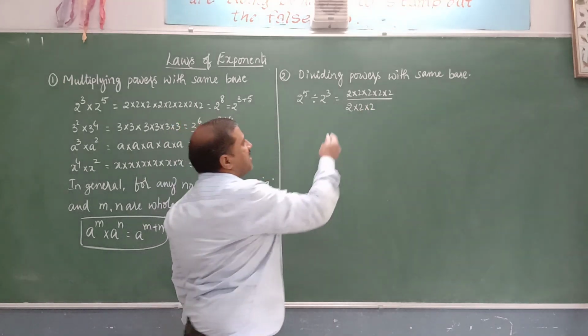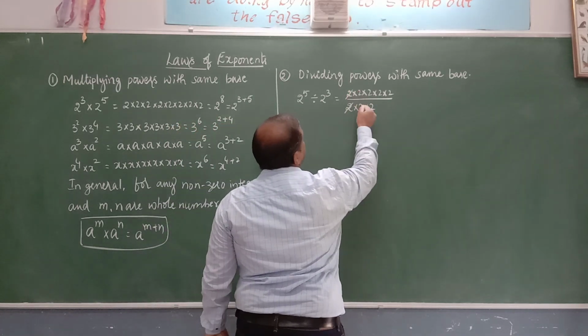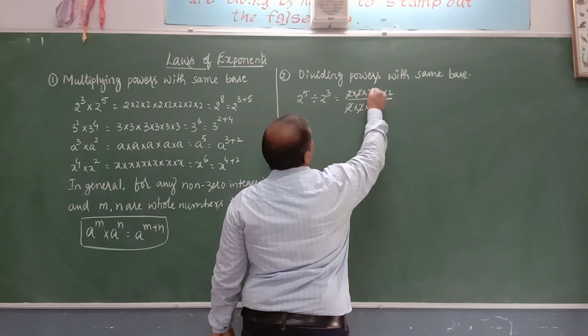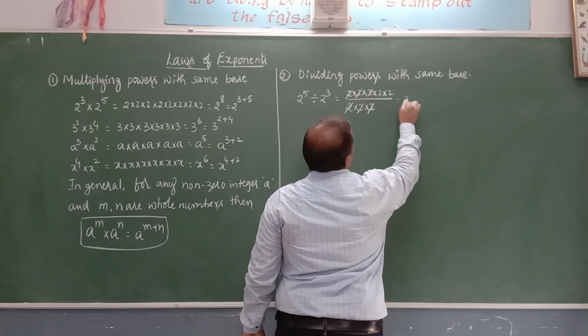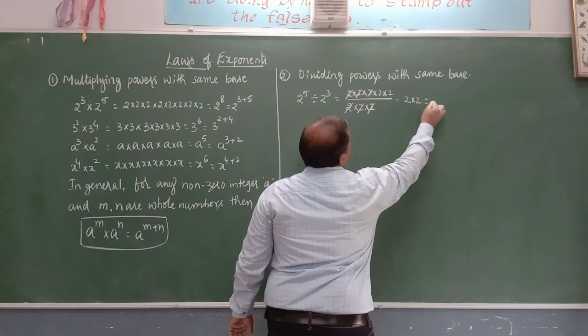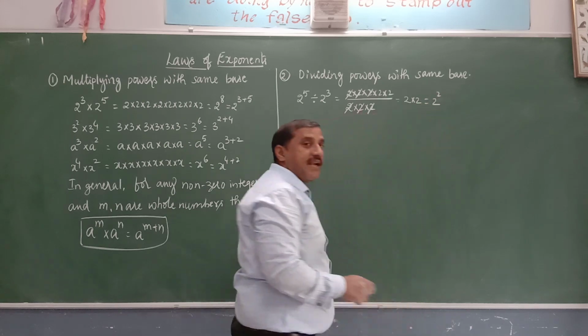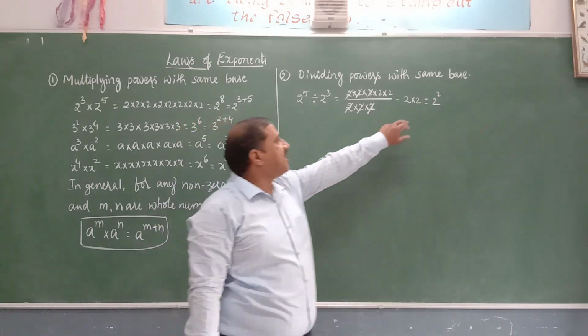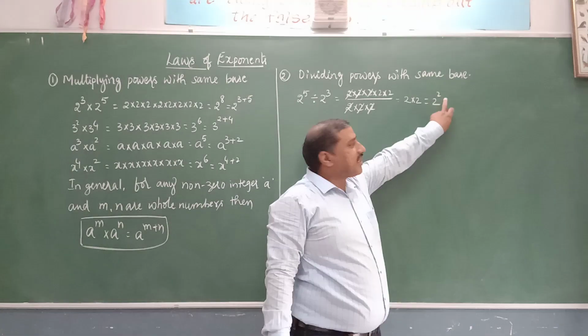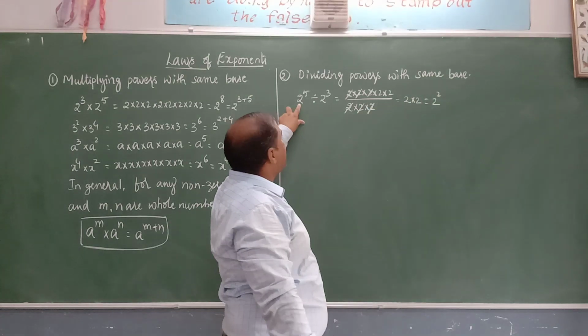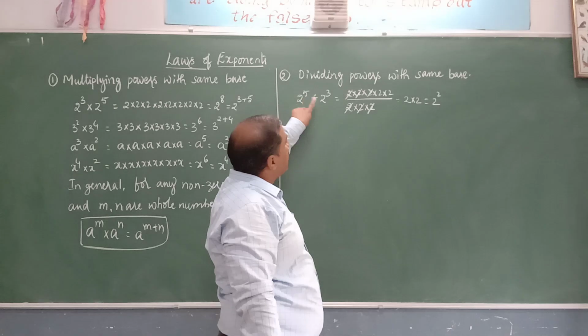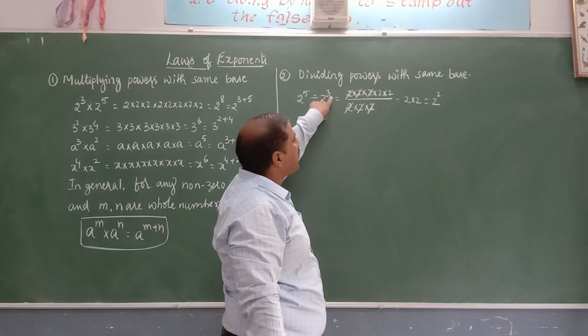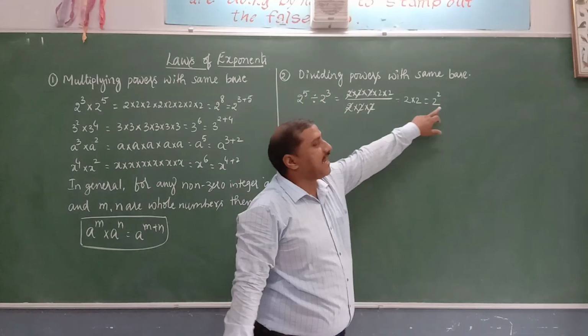So what do we get? The 2s are cancelled. Now what is it? 2 into 2 we got, that is 2 square. What is the exponent here? It is 2. What is the base? 2. Here what is the base? 2. Its exponent is 5. Here the base is 2 and its exponent is 3. The bases are the same.